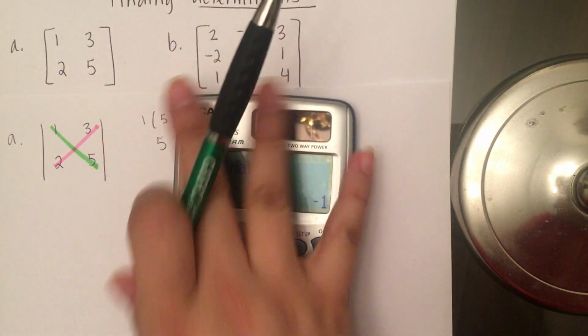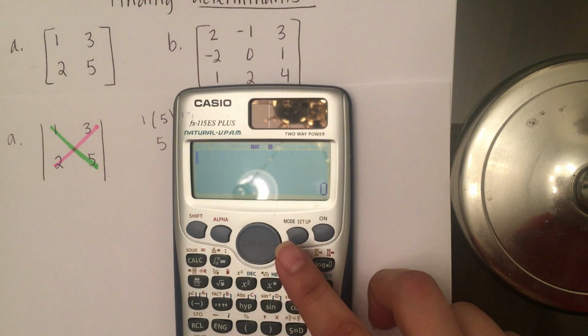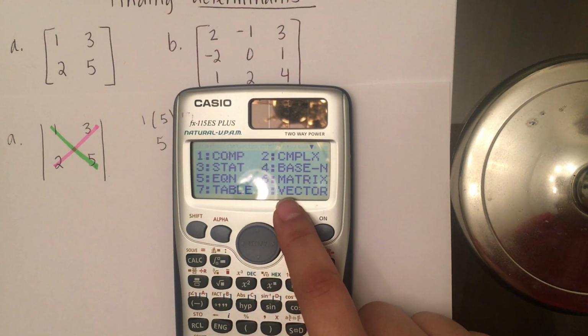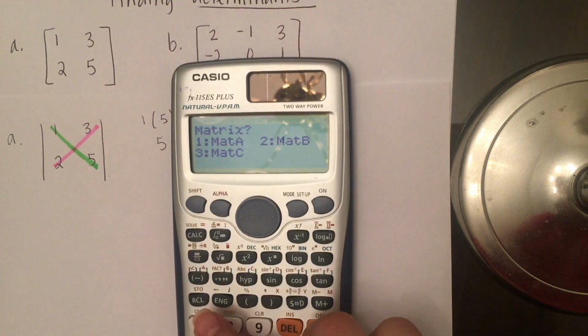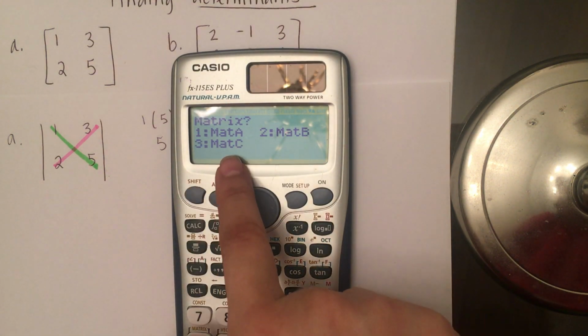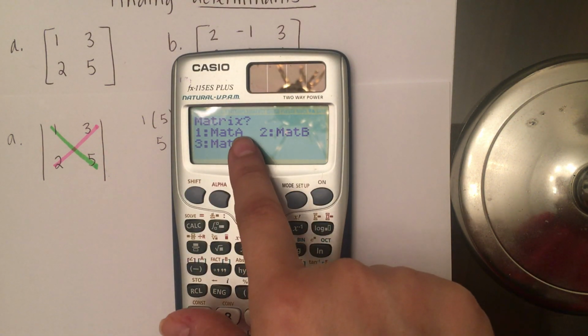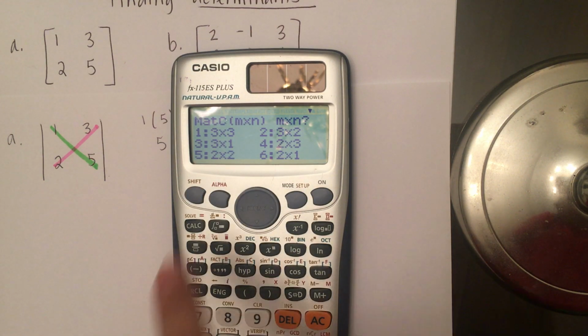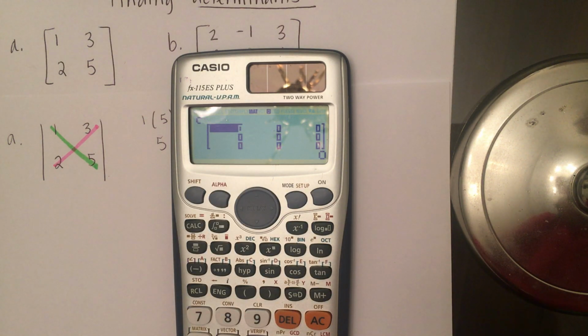Okay, I'm going to do the 3 by 3. So same process. I'm going to go to Mode and then Matrix. And then I want to put it in matrix C. Doesn't really matter. You can replace matrix A, but I'm just going to put it in matrix C. It's a 3 by 3, so that was option 1.